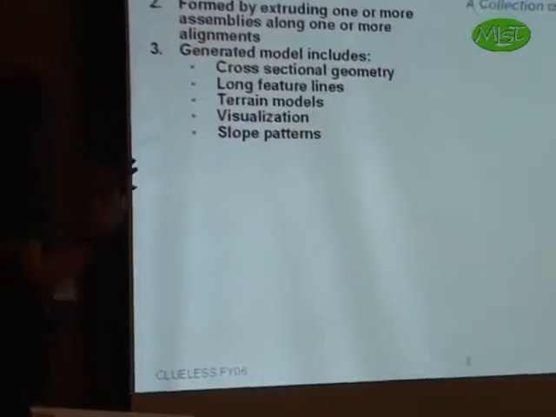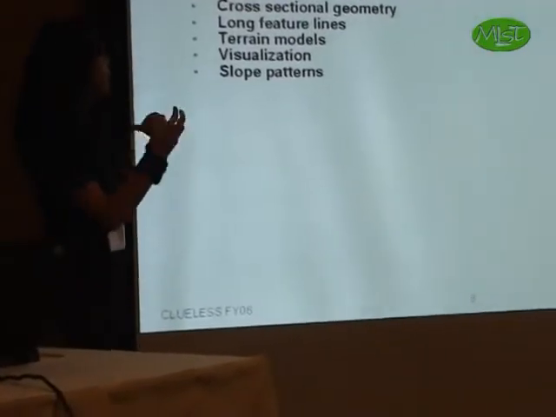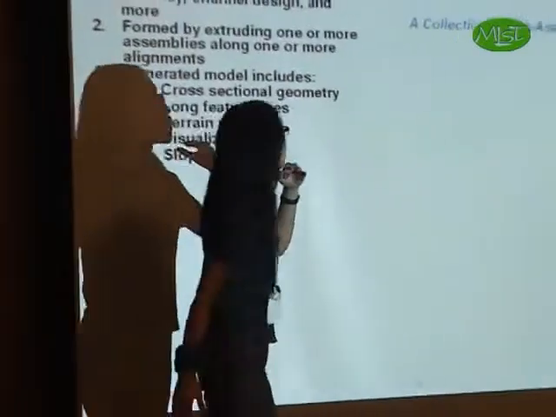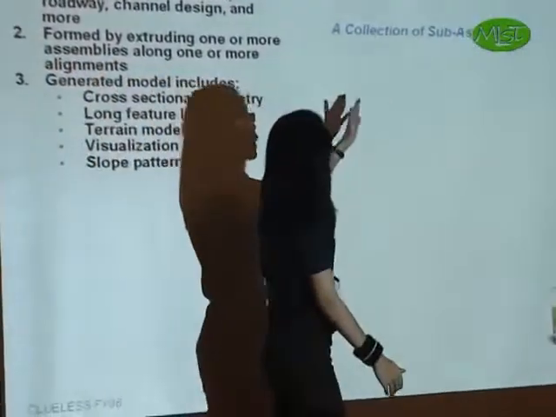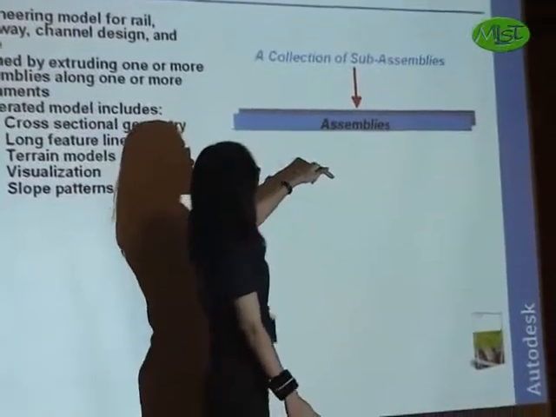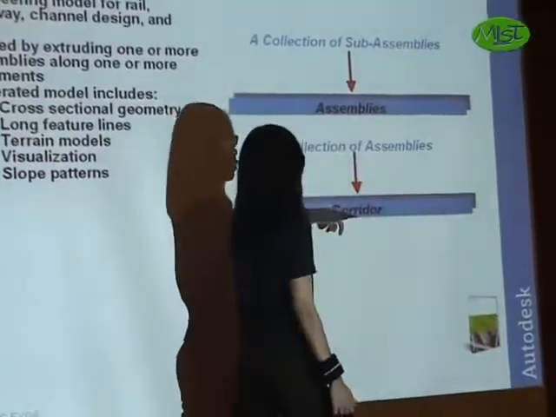So how does this work? Okay, I'm going to give you a simple illustration to show you what is actually a corridor. Corridor is how it is made up. Okay, a collection of sub-assemblies will actually form the assemblies. And a collection of assemblies will form the corridor.